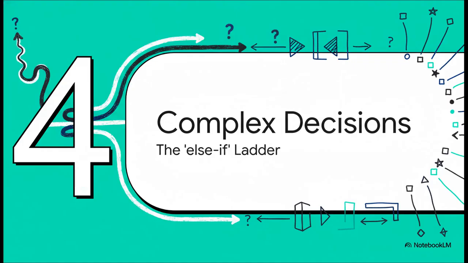Next up is Section 4, creating complex decisions. And this is where we'll look at the else-if ladder. So now we're really getting somewhere. We can choose one path, or we can choose between two. But let's be honest, the real world is rarely that simple. What if you've got three, four, or even five options that can't happen at the same time?